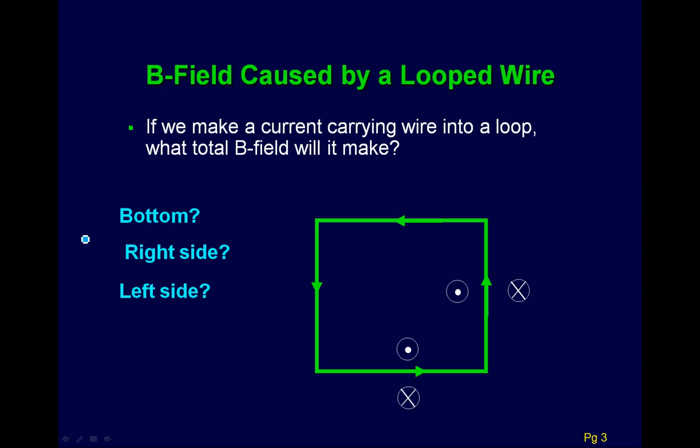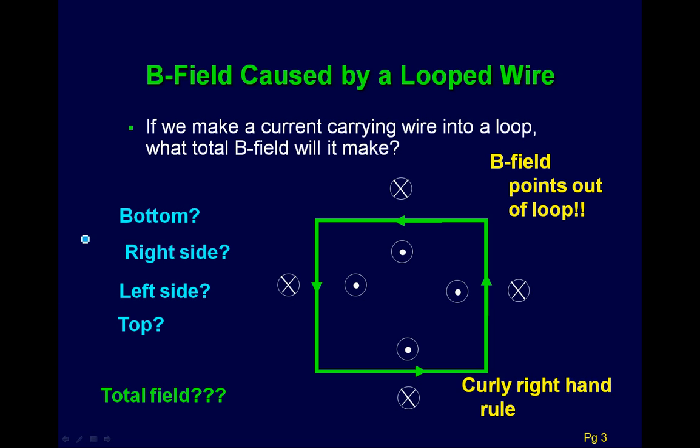The left side, I get the same thing, and then finally the top, I get the same thing. So you see that the wire has a tendency for the field to be coming out of the page in the case where it is here, where it's going counterclockwise. So where the current is going counterclockwise, the magnetic field is coming out of the page. So hopefully that's what you got. Points out of the loop, and we can use our curly right hand rule to figure this out.